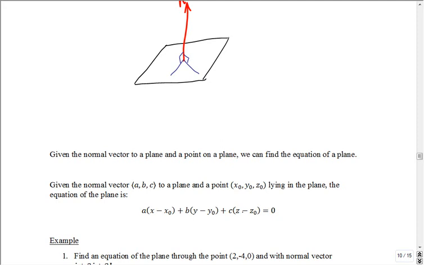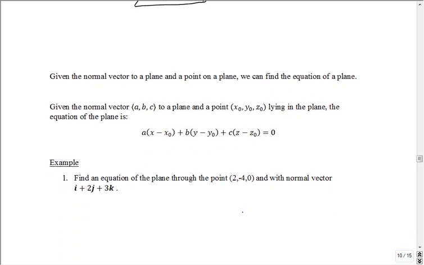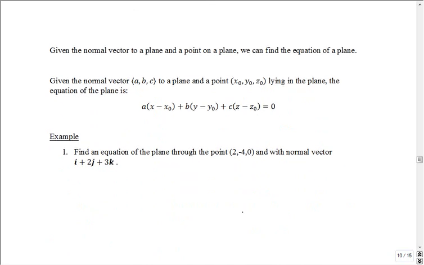Let's do some examples. Find an equation of the plane through the point (2, -4, 0) and with normal vector i + 2j + 3k. So the equation would be, well, you want the coefficients of the i, j, and k. So 1, I'm going to put the 1 so that you will understand what I'm doing.